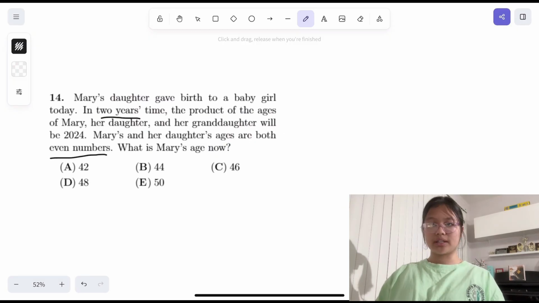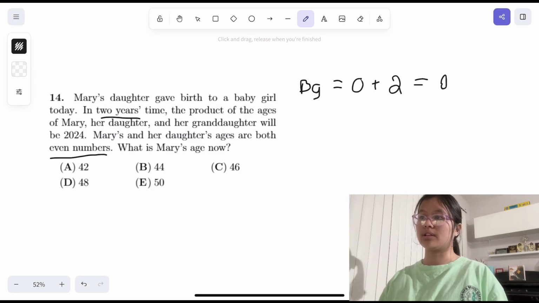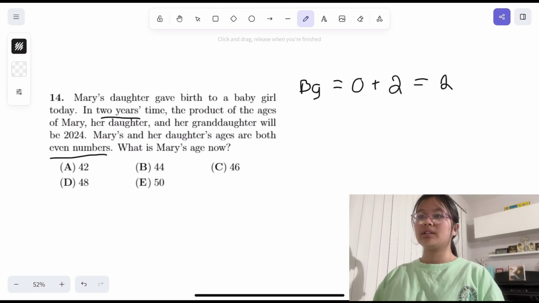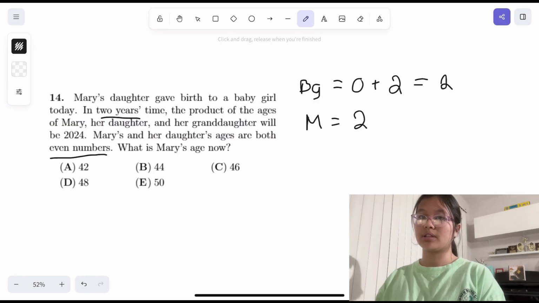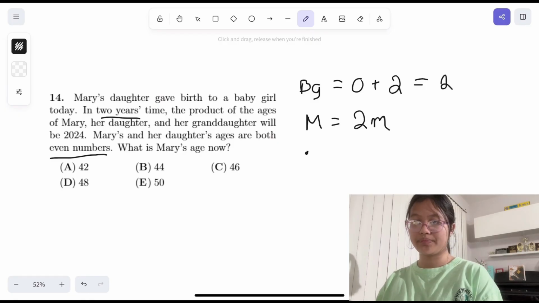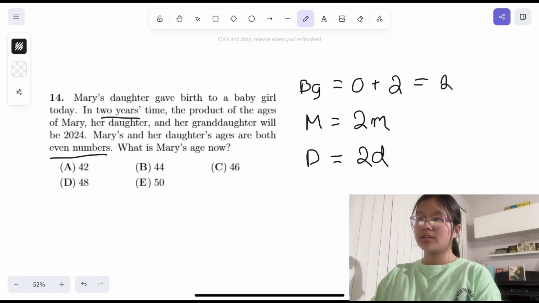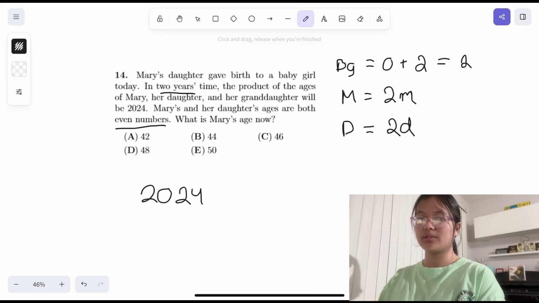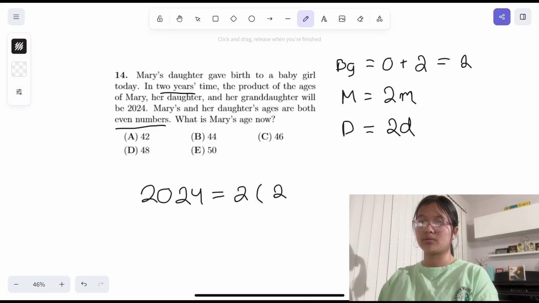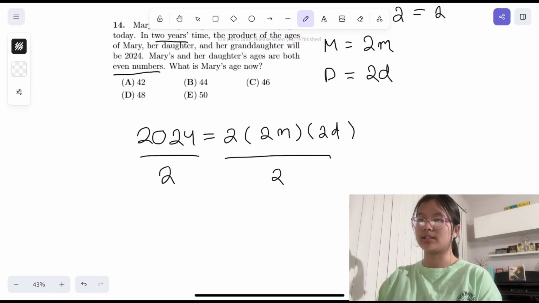So baby girl, we can abbreviate to BG. So that is 0 plus 2. So now 2 years ahead of time, she should be 2 years old. Now Mary, which stands for M as a variable, since it's 2 years ahead, we'll do M plus 2. Daughter, for Mary's daughter, we'll do D plus 2. So now the product of all that is 2024. So what we can do is 2024 equals 2 multiplied by (M plus 2) multiplied by (D plus 2). So then we can divide by 2 on both sides because that's the easiest.